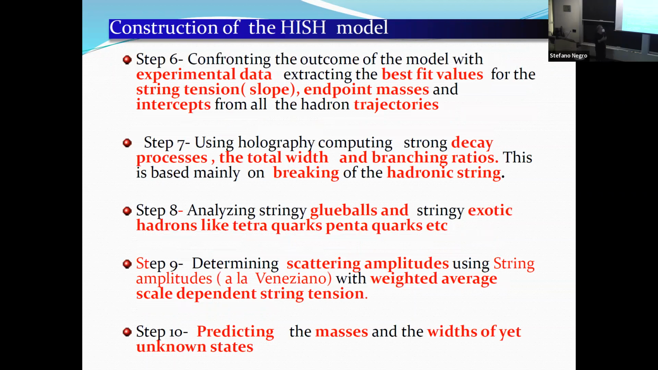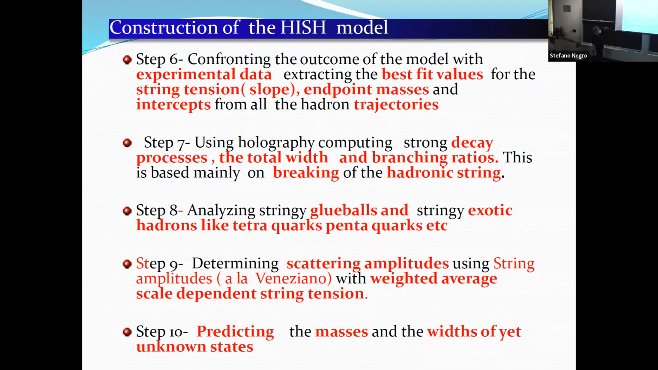Now, once we have performed this quantization, then we go to the data and we extract using best fits the values of the parameters, which will be the string tension, or the slope. We'll have endpoint masses, if you want the masses of the quarks, and we will have a bunch of intercepts, and I'll discuss it soon. So that using that, I'll show you that we can have very nice fits with most or all the trajectories of hadrons, both mesons and baryons.